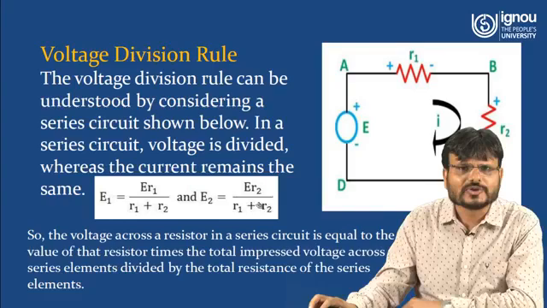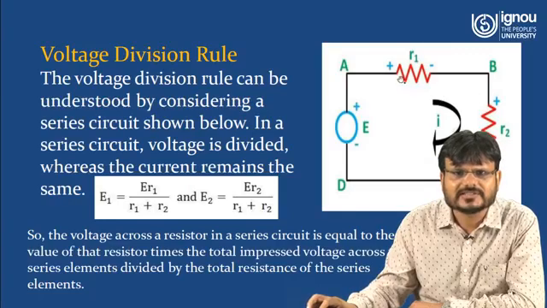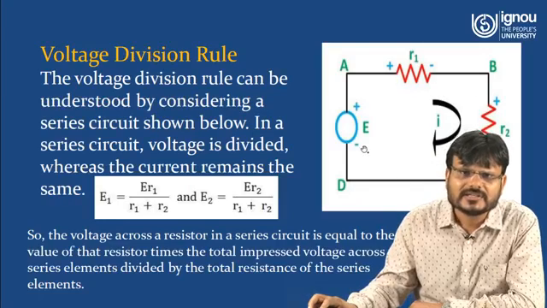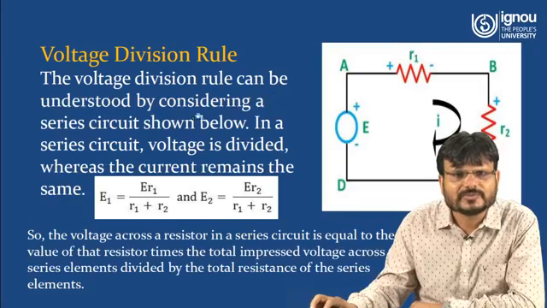Now the second rule is the voltage division rule. Here you can see in the figure the applied voltage is E, which is connected between A and D, and two resistances R1 and R2 are connected in series with the supply voltage E. Now you have to find the voltage drop across R1 and the voltage drop across R2 by the voltage division rule. So the voltage division rule can be understood by considering a series circuit shown below. In a series circuit, voltage is divided whereas current remains the same.